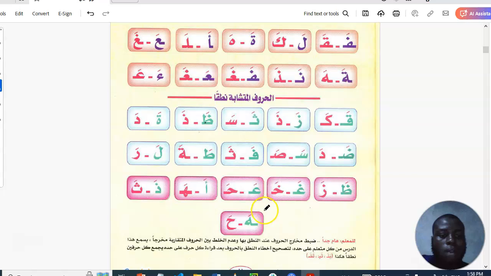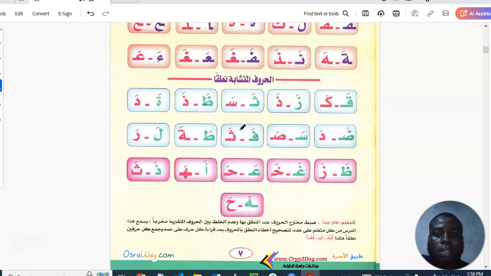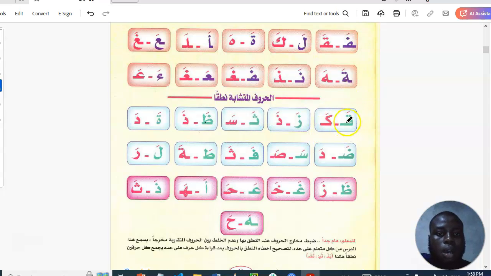You can see how difficult it is to pronounce these two letters together because they are the same in where they come out, so almost the same in pronunciation. Let's recite them again.